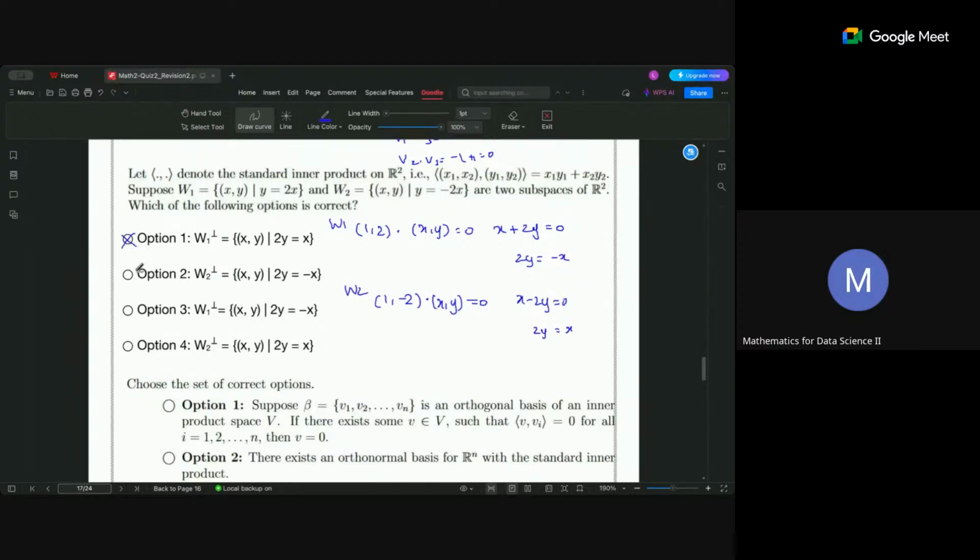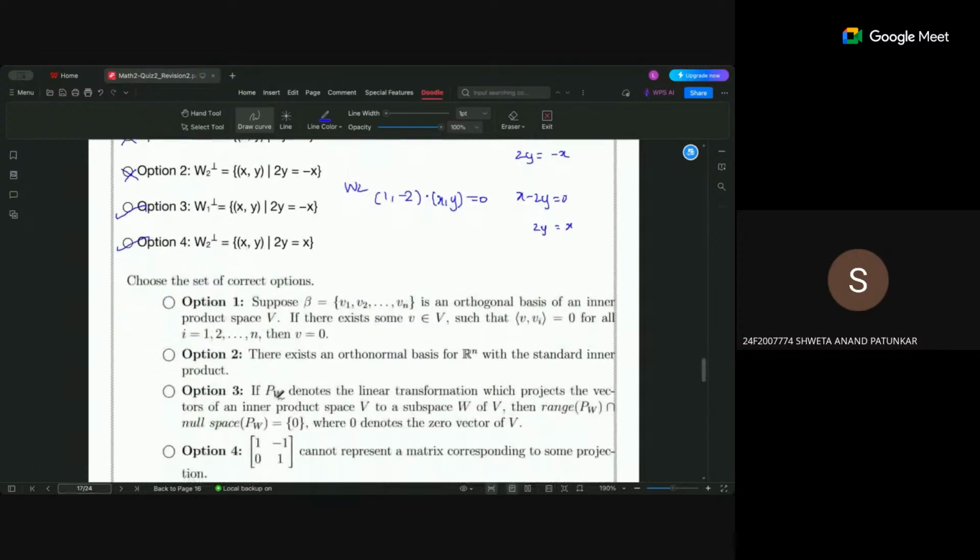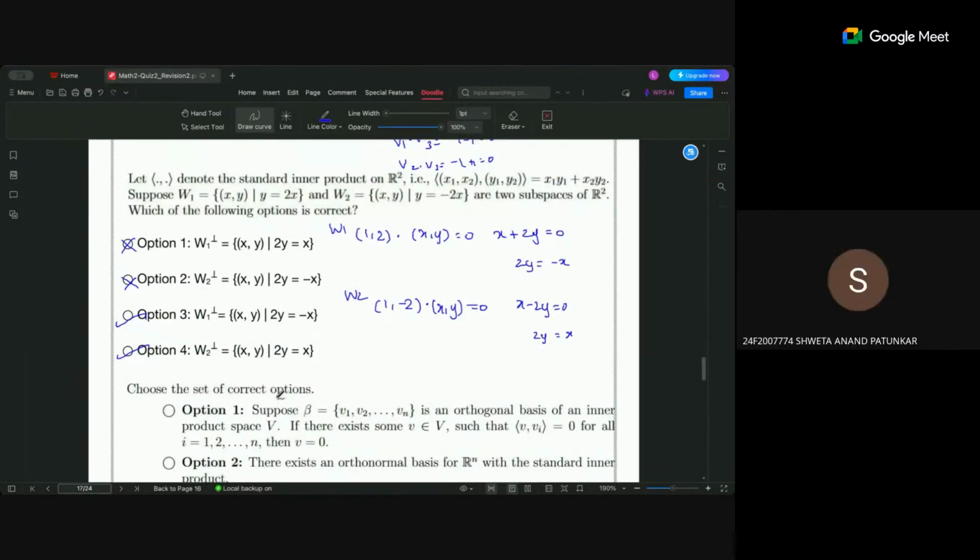This is incorrect. This is incorrect. This is correct. This is correct. Right? Yes, ma'am. Excuse me, ma'am, in case we have the full dimension for W1, it's 2, then is it possible to find the orthogonal complement for that? Of course, very easy.